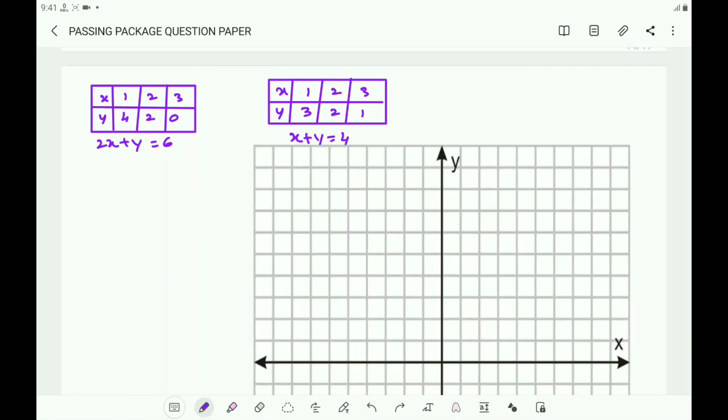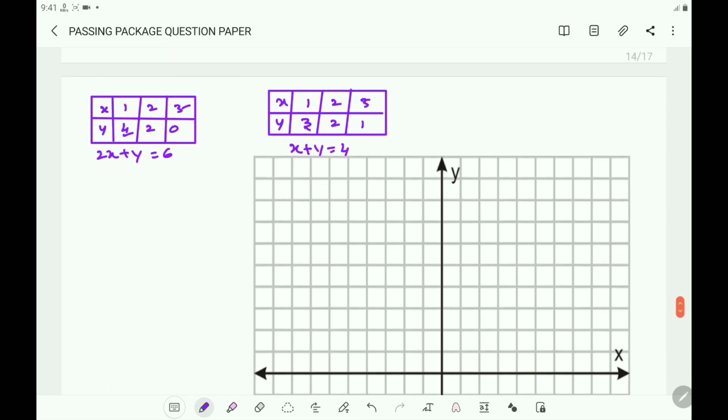Now let us come to the graph. Here the maximum on x-axis is 3 in both the cases, and here 4 and here 3. So you can take 1 centimeter equals 1 unit, enough. The scale you take first. Scale equals 1 centimeter equals 1 unit.